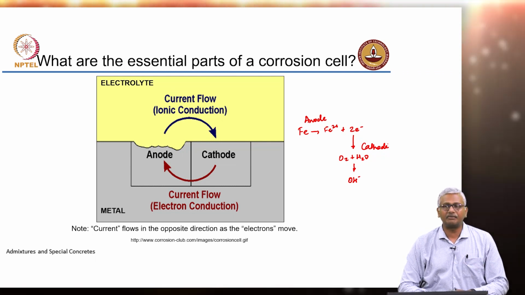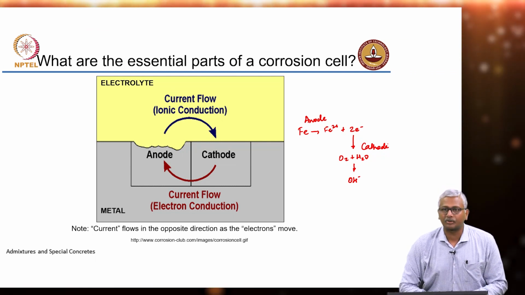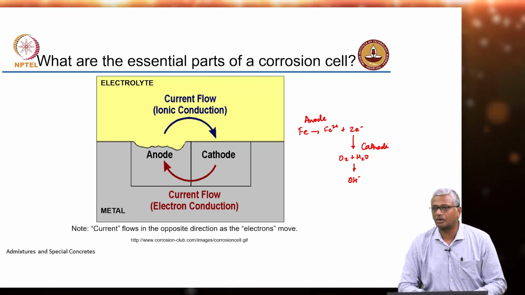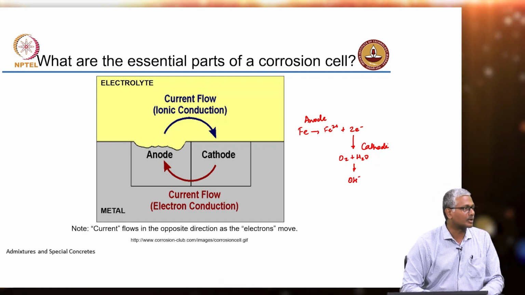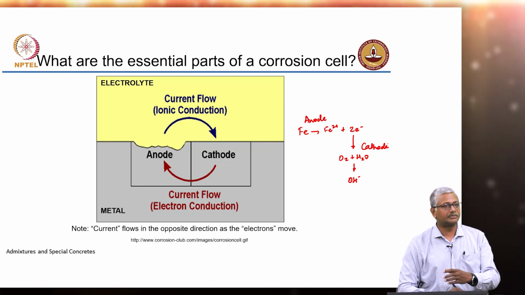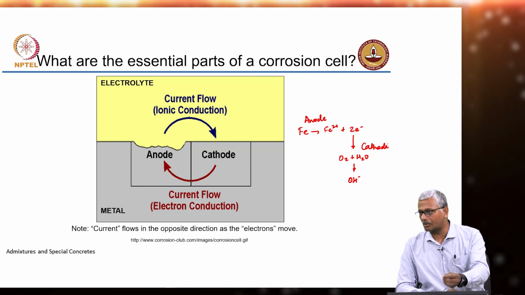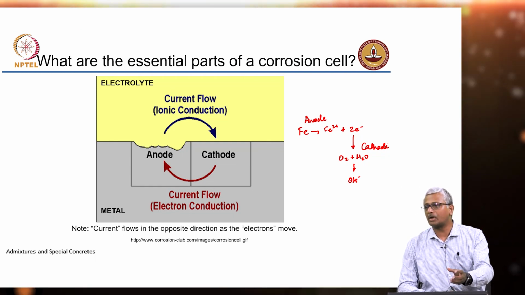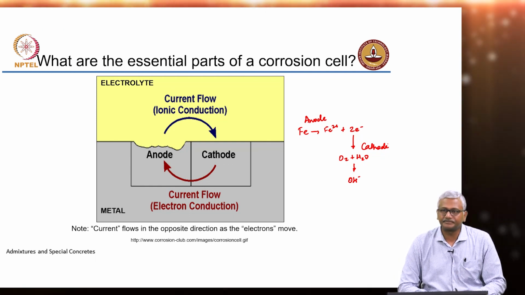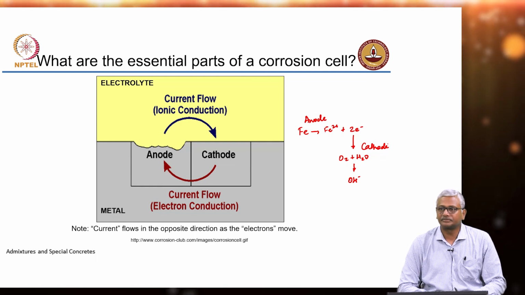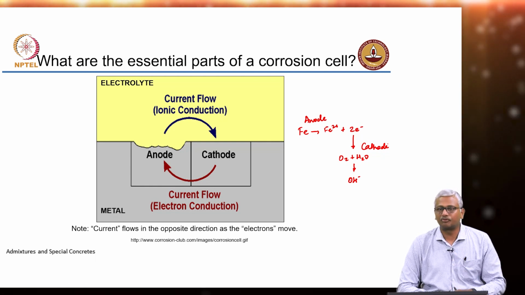For steel embedded in concrete, what is the electrolyte? Concrete, right. The concrete that surrounds the steel is the electrolyte. So, the obvious understanding from here is that since ionic flow has to happen through the electrolyte, if you make the electrolyte less permeable, what is going to happen? You will reduce the flow of current.